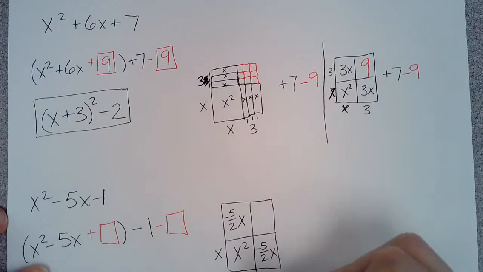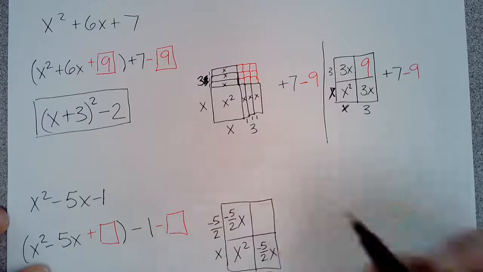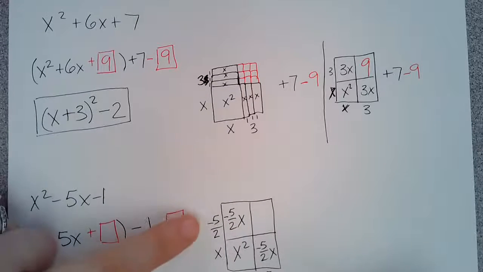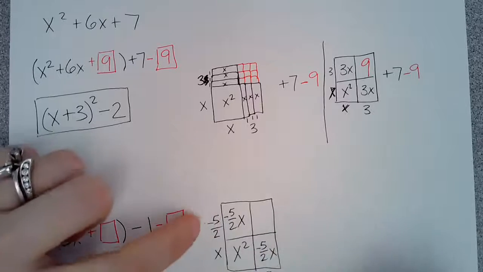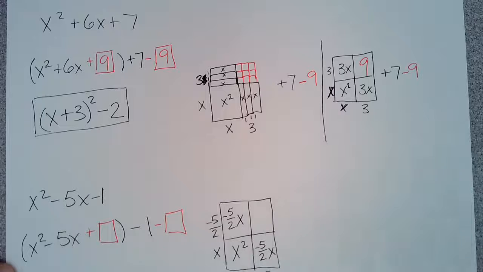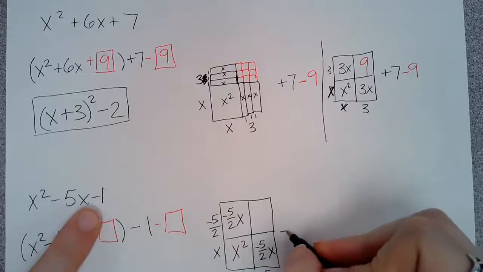So our dimensions of our area model, x times x is x squared, x times negative 5 halves, x times negative 5 halves. So this box right here needs to be negative 5 halves times negative 5 halves. I don't have anything there. I want to make sure that I don't forget this minus 1 is still here.